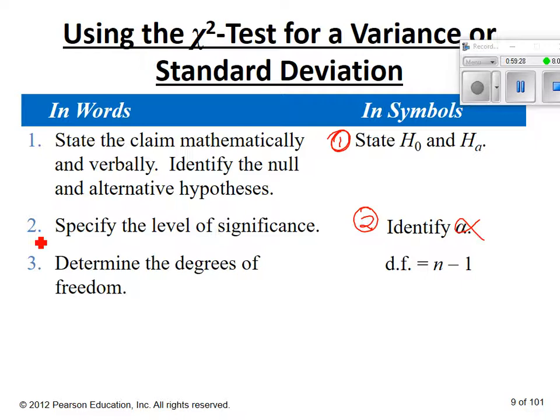Number three, determine the degrees of freedom. So find your DF, which is just n minus 1. That's what you're going to do on every problem, doing these steps.